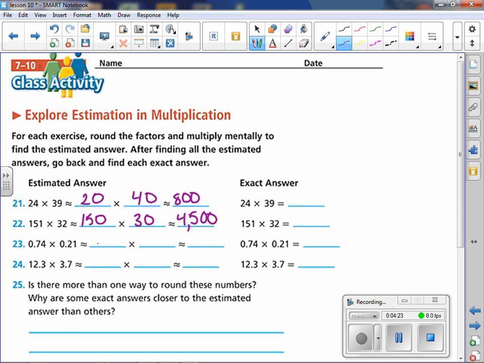74 hundredths is the same as 7/10 when I'm rounding, right? As I look at rounding. And 21 hundredths turns into 2/10. 2 times 7 is 14, 2 digits behind my decimal. Okay, 14 hundredths. I'm going to round this one, 12 and 3/10, to just 12, and 3 and 7/10 to 4. 4 times 12 is 48.